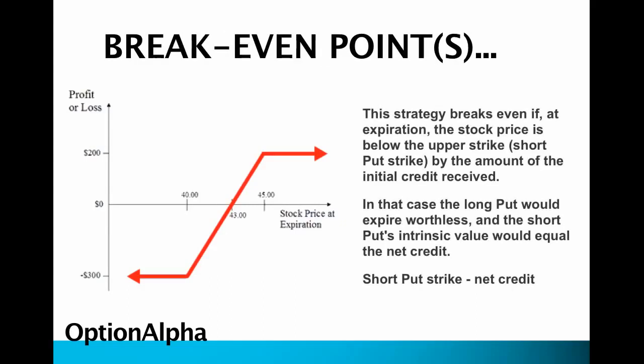With break-even points on this bull put spread, the strategy breaks even if at expiration the stock price is below the upper strike. So again, this is the short strike price, or the short put option, by the amount of the initial premium. So you can see that our strike price on the upper strike is 45. So the break-even point would be 45 less the initial premium that we received. That would create this area here at 43, which would be virtually where our option breaks even.